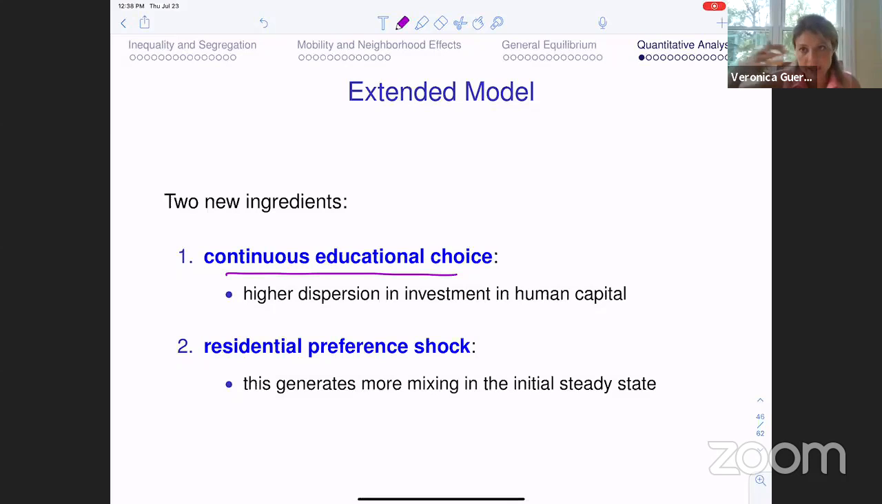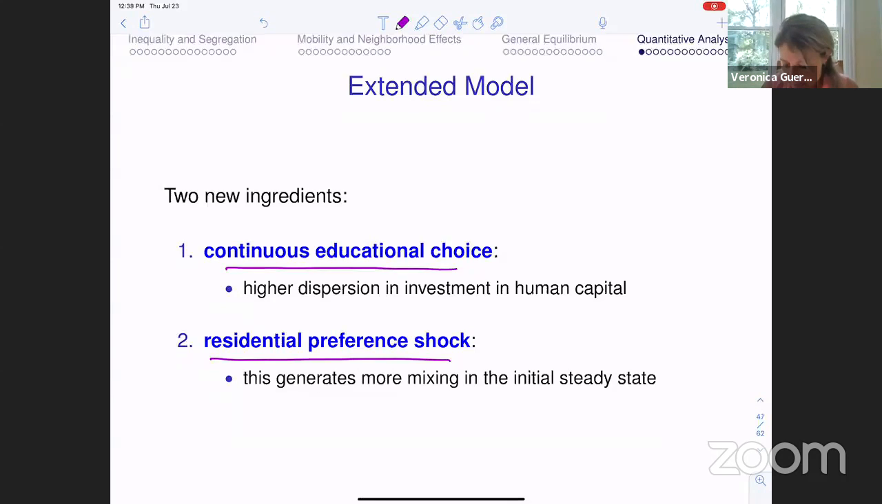And so we want to give that extra dimension of education there. And then the other thing is that we are going to add the residential preference shock, because so far in the model, the only reason why you want to live in A is really purely the spillover effect. So we want to have a little bit more realistic model where you may have a preference shock because maybe the rich neighborhood is closer to a lake or other amenities.